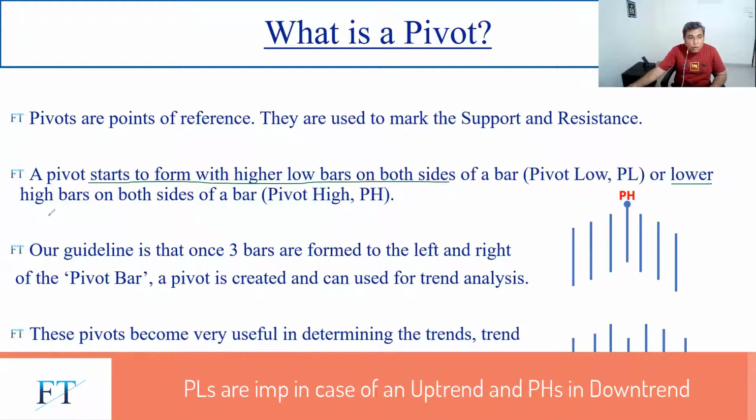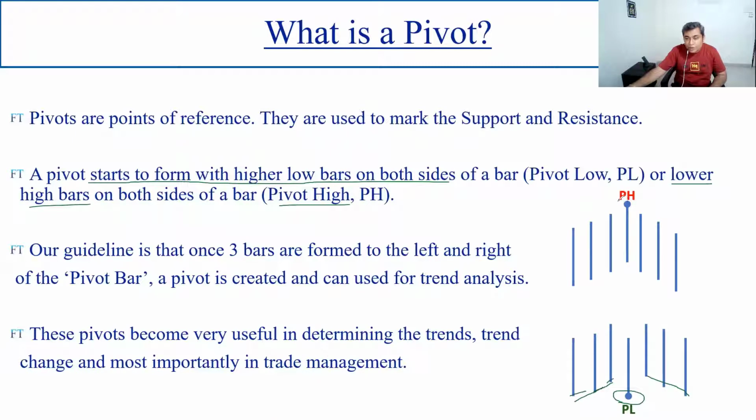Second is lower high bars on both sides of a bar, which is called a pivot high. Now it is talking about this example here. These bars have highs which are lower than the high of this middle bar. So this is called a pivot high. I hope you are trying to understand what exactly a pivot high and pivot low is. A pivot high forms when you have lower bars on either side, and you have a pivot low when you have higher lows on either side.